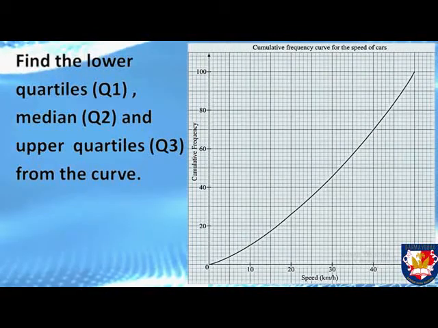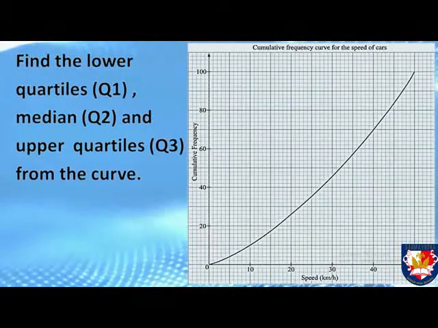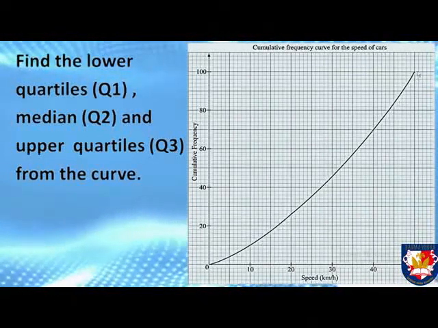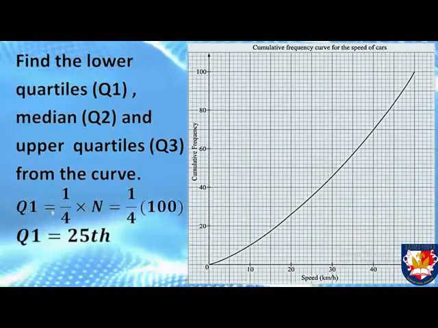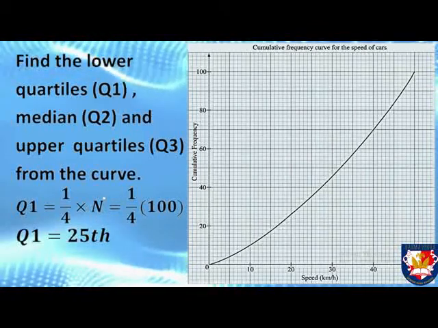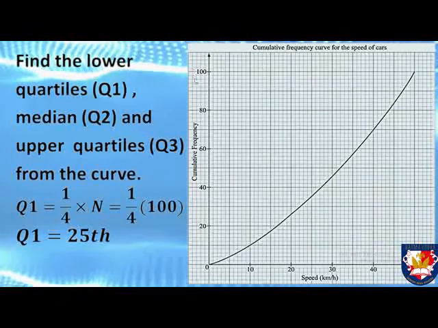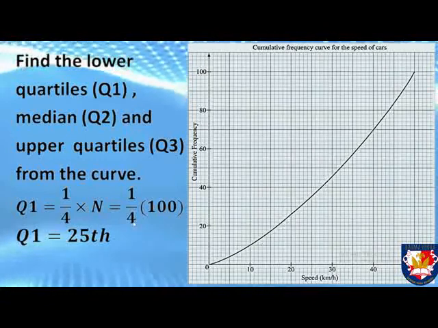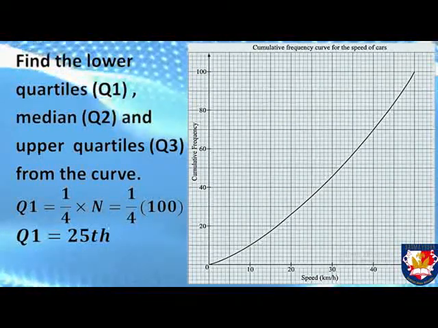Find the lower quartile Q1, median Q2, and upper quartile Q3 from the curve. As you can see, this is the curve that we're going to work with. So for Q1, the formula is a quarter of n, 1 over 4 times n. N is the total frequency. As you can see, the highest value of frequency is 100, so n equals 100. So 1 over 4 times 100 equals 25, or the 25th data.